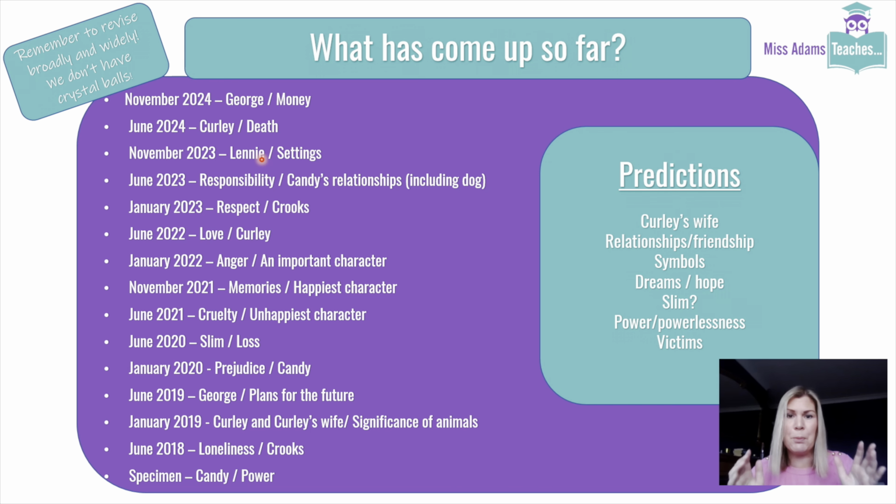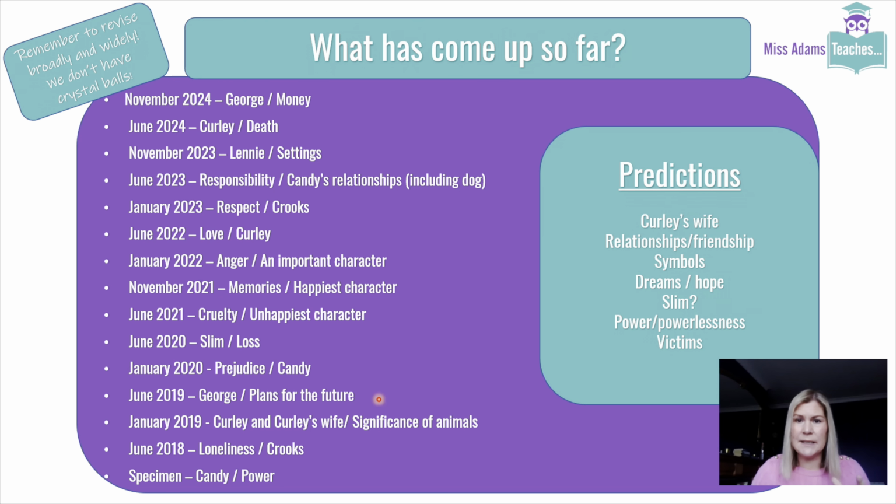So always be prepared. In terms of themes, now the biggest theme of Of Mice and Men is dreams, right? Or hope, but dreams. And it's come up in one variation, and that is all the way back in June 2019, where it was plans for the future. So I'm like, oh, when are they just going to give us the dream question? And I'm hoping it's this year for you guys. We'll see.